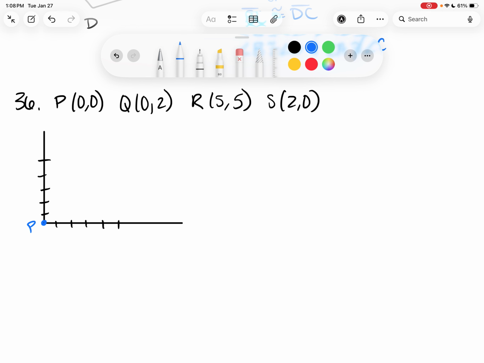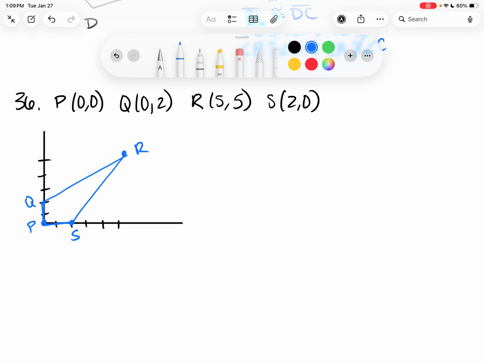All right, point P is at 0, 0. Point Q is at 0, 2. Point R is at 5, 5. And then point S is at 2, 0. Then connect the dots. Kite. Oh my gosh, it's a kite. All right, so it looks like a kite, but I should probably confirm that somehow.